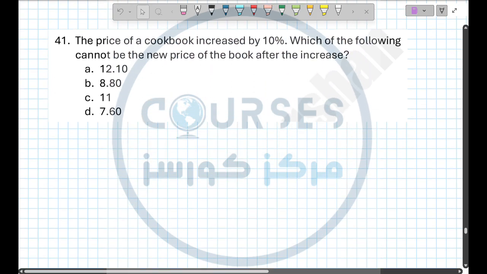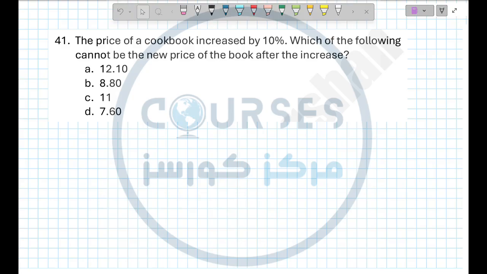Okay, the price of a cookbook increased by 10%. Which of the following cannot be the new price of the book after the increase? So this is a trial and error problem. You need to try all of the prices. I will try, let's first try A, for example.